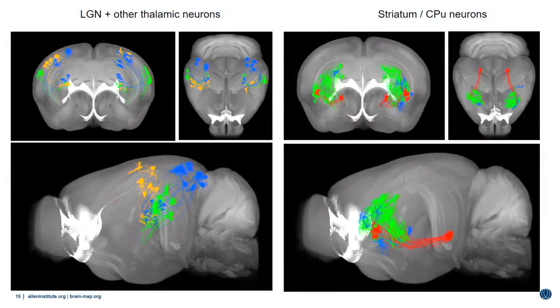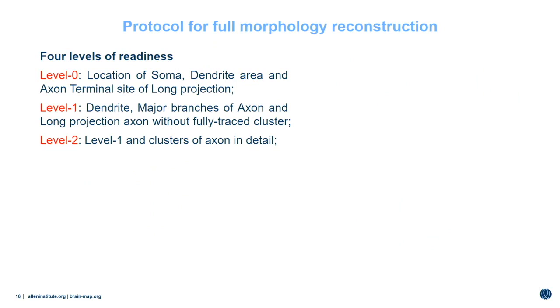So here's an overview of this data set. As you can see, it includes thalamic neurons, especially the LGN neurons, and the striatum neurons, which is also called CPU neurons. These data are generated according to a protocol that includes several levels of readiness. At level 0, we locate the soma position, dendritic area, and the axon terminal projections. At level 1, we fully reconstruct the dendrite and also trace the major branches of axons. At level 2, we complete the reconstruction at axon distal clusters.